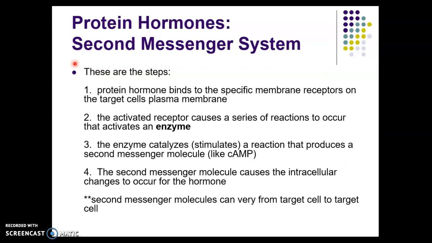So the protein hormone binds to the membrane receptor, which is on the surface of the plasma membrane. This binding of protein hormone and receptor catalyzes a reaction. And that reaction causes a second messenger molecule, with an example being cAMP, which is cyclic AMP, okay? So cyclic adenosine monophosphate, to carry out whatever the job was or the message was from the protein hormone.